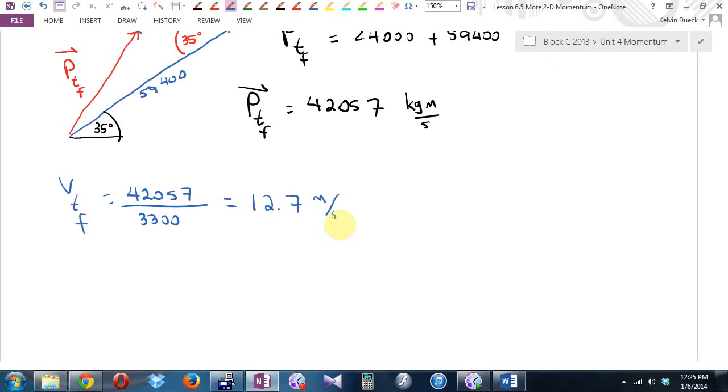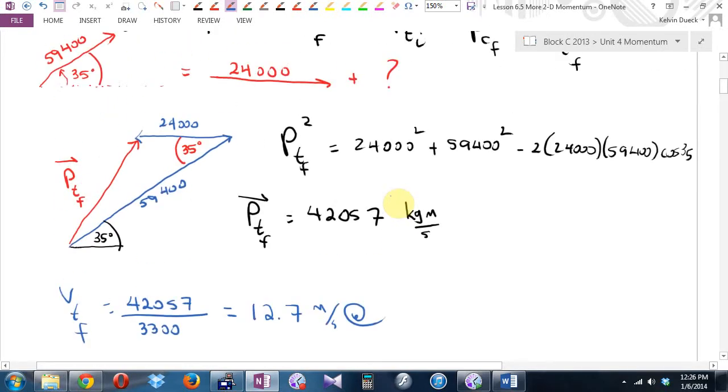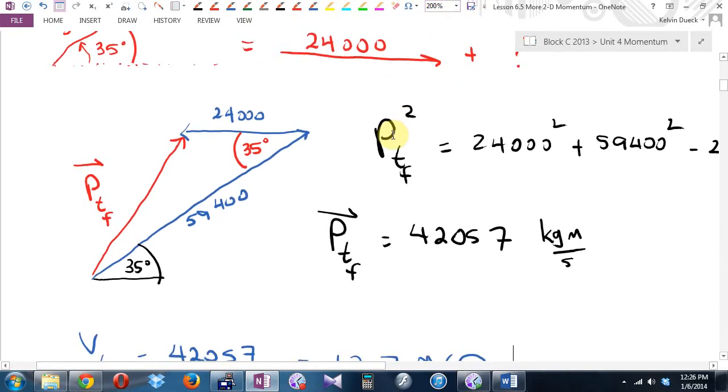Did this question say find the speed, though? It said find the velocity. That means I need an angle, I need a theta. At what? Well, to be honest, the angle that I want is that one, because that would be north of east, I think. Yes?